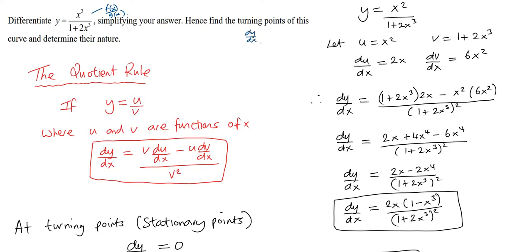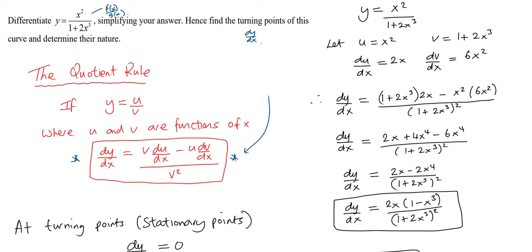Now you're given the quotient rule. Quotient actually just means it's just another name for a fraction, really. You're given this rule. You're not given the product rule, but you're given the quotient rule. Okay, so what we want to be able to do is really just to be able to use it.